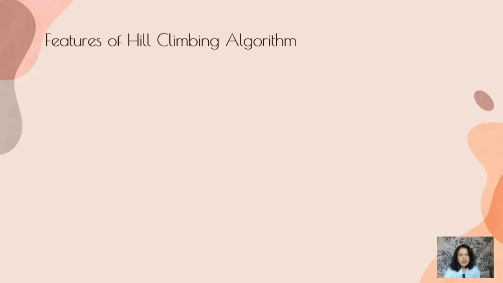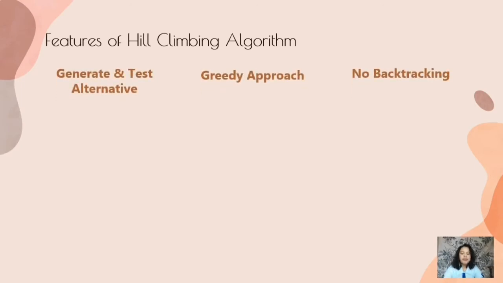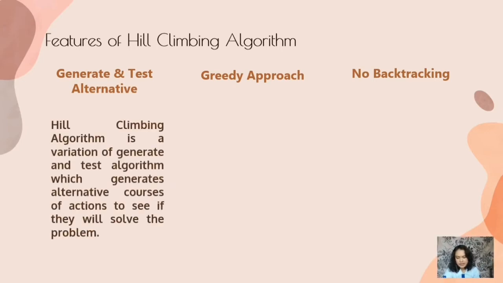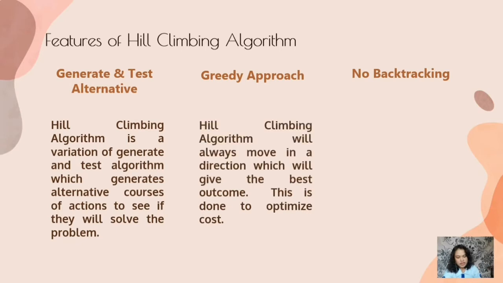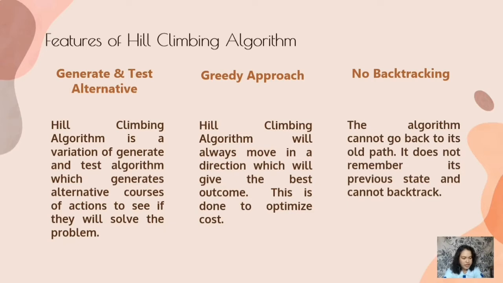So, features of hill climbing algorithm. There are three features of hill climbing. First one is generate and test alternative. The hill climbing algorithm is a variation of the generate and test algorithm, which generates alternative courses of action to see if they will solve the problem. Second is greedy approach. The hill climbing algorithm will always move in a direction which will give the best outcome. This is done to optimize cost. The third one is no backtracking. The algorithm cannot go back to its old path. It does not remember its previous state and cannot backtrack.